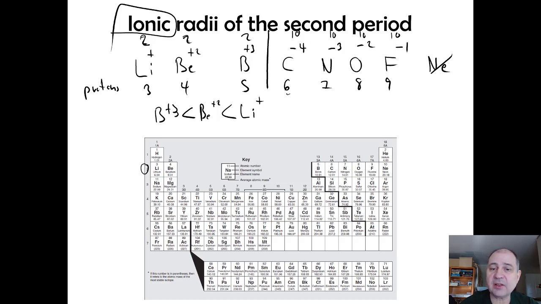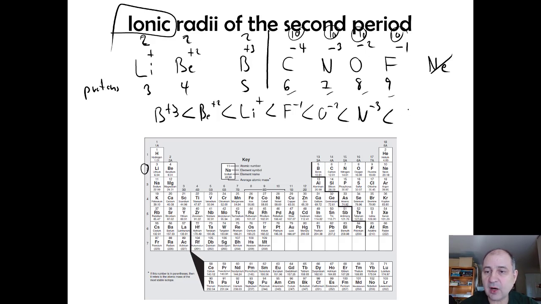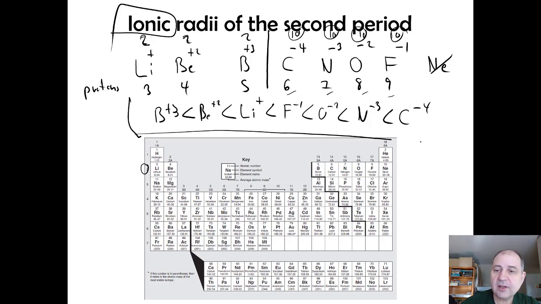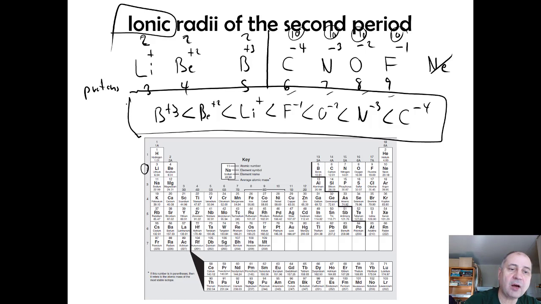We have an increase in atomic number in the center, but they all have 10 electrons to pull on, so that's going to have an increase in effective nuclear charge. And so the next one will be fluoride, and then oxide, nitride, and then we'll call this carbide. Okay, so that is what you would have listed in increasing ionic radius for the second period here.